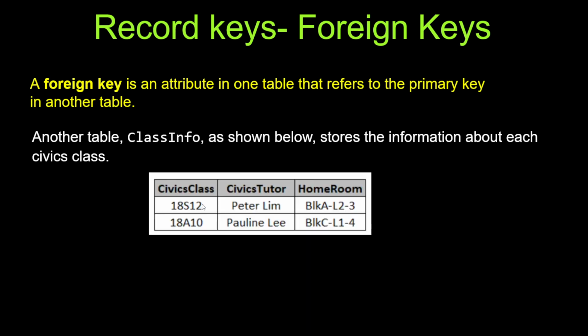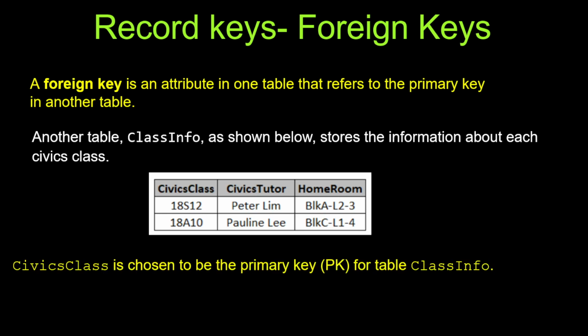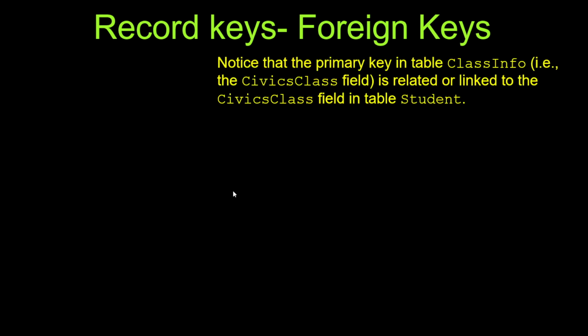In this one, you have civics class, and then civics tutor, and then the homeroom. It's quite clear to see that for this table the primary key should be civics class, because classes don't change, while the civics tutor or the homeroom may change. So the class is the most stable one, most unlikely to change. Then let's look at the other table, our original table here.